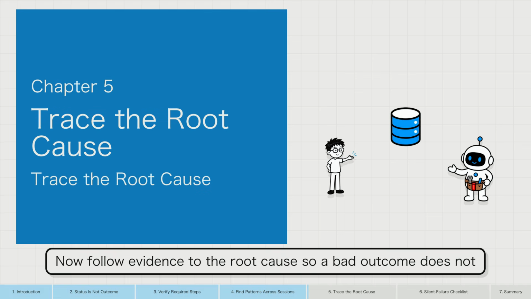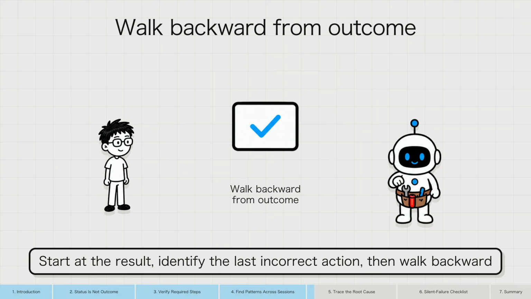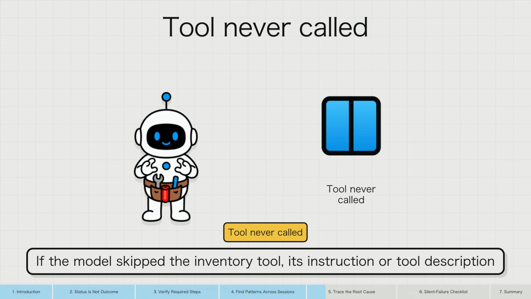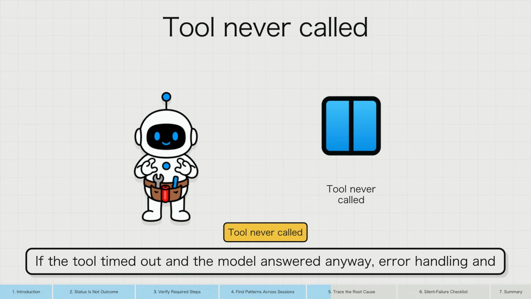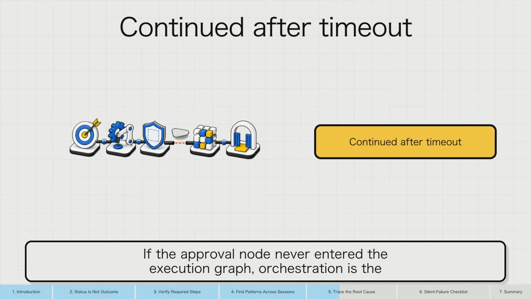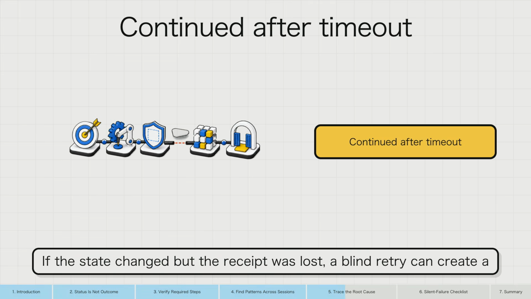Now follow evidence to the root cause so a bad outcome does not automatically become a prompt rewrite. Start at the result, identify the last incorrect action, then walk backward through tool calls, input, permissions, retries, and context. If the model skipped the inventory tool, its instruction or tool description may be unclear. If the tool timed out and the model answered anyway, error handling and takeover rules may be missing. If the approval node never entered the execution graph, orchestration is the stronger suspect. If the state changed but the receipt was lost, a blind retry can create a duplicate write.